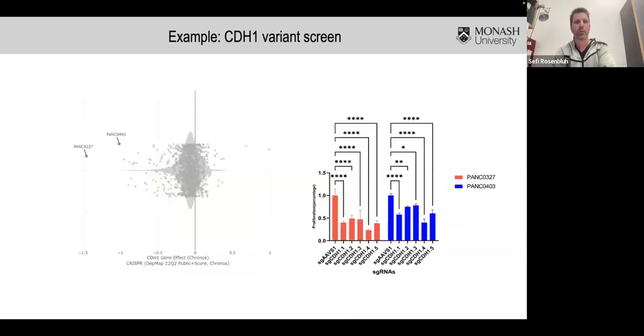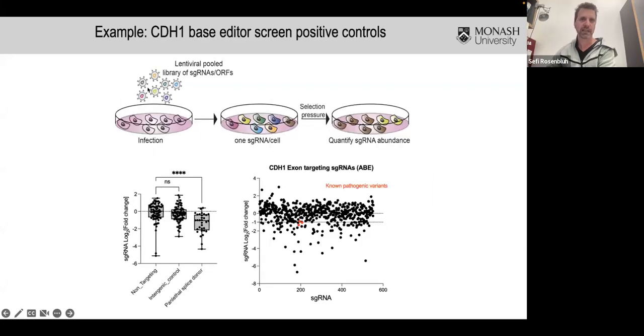First of all, when we want to do these screens, we need a phenotype that we can measure. In this case, we looked at DepMap. DepMap is a map of cancer dependencies, and we found that two pancreatic cancer cell lines required CDH1 for survival. So in these cells, when you knock out CDH1, these cells die. We could actually validate that in a low throughput method. When we knock out CDH1, these cells do not survive. So we chose PANC 0327 for doing base editor screens. And this is how the screen works.